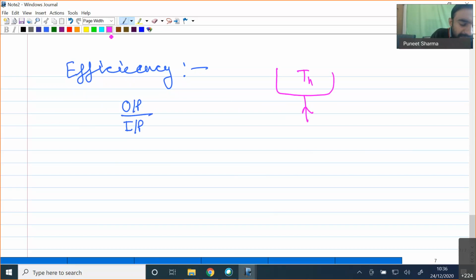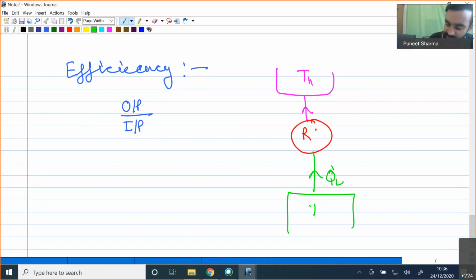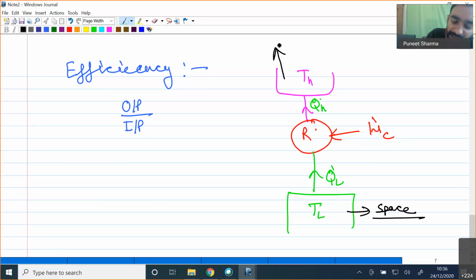TH as our one medium, then in between we have our refrigerating unit, and this refrigerating unit is receiving some QL dot amount of energy from our TL temperature, and it is rejecting QH dot amount of energy, and it requires some W dot C amount of work input. Okay, and in case of a refrigerator, as I have already told you, this particular space over here will be my space which I want to maintain at the desired condition, and this TH will be nothing but our atmosphere.